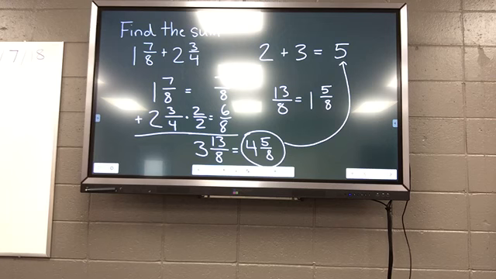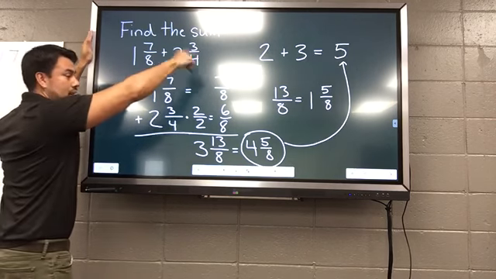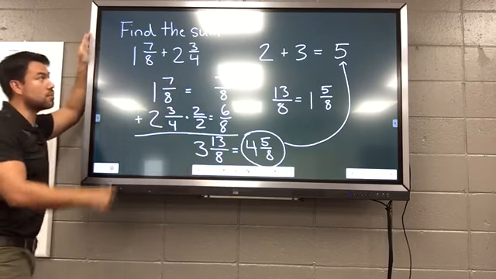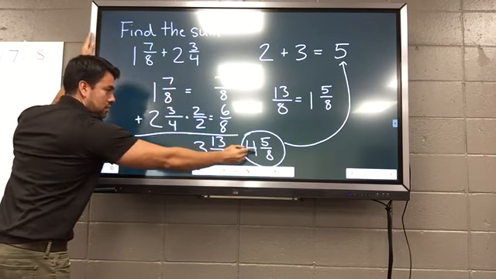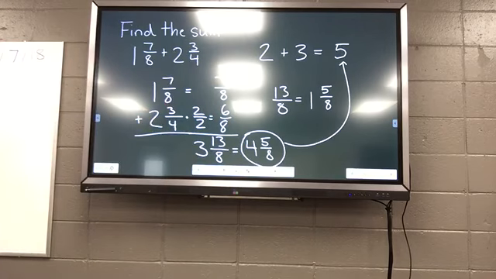You always have to check it like that? Some problems are going to say estimate, then find the sum. So you're going to have to estimate and then find the sum. Some are just going to say find the sum. You can just go ahead and do that. But others are going to say do both. And so you'll have to do both. All right, you guys good on this?